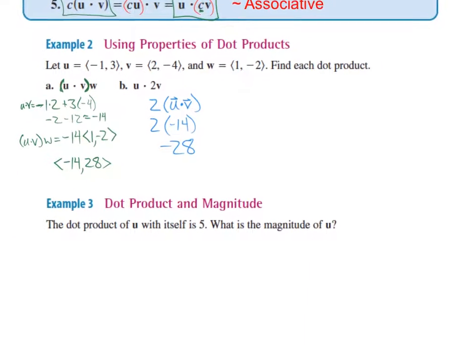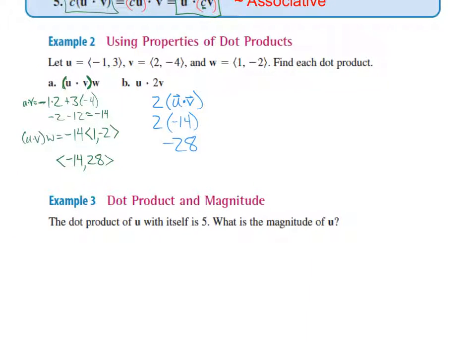How about this one? It says the dot product of u with itself, u dot u, equals 5. So what is the magnitude of u? Isn't that just square root of 5? Yeah, it'd be the square root of 5, because remember u dot u is the magnitude of u squared. So that is the square root of 5.